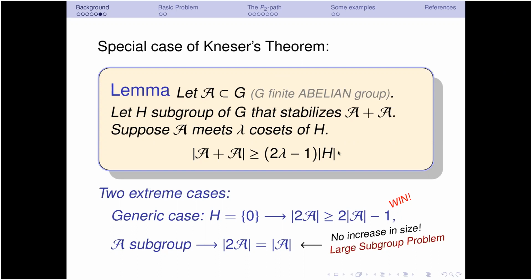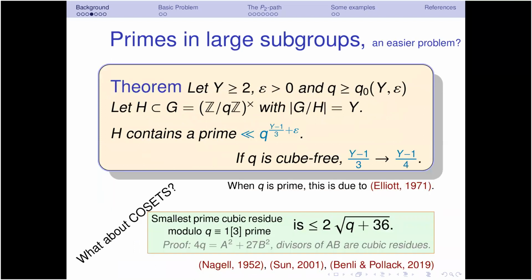So this is what you get. Essentially, what happens is that if this subgroup H is small, you are in the case where |A plus A| is larger than 2|A| minus 1. If this subgroup H is huge, you cannot say anything. I mean, you don't increase the size. That's what I call the large subgroup problem. And it means for us, we have to show that the primes do not concentrate in some subgroup or in some given coset of some subgroup. So let's see the kind of information we have. Sorry, I have to go backwards.